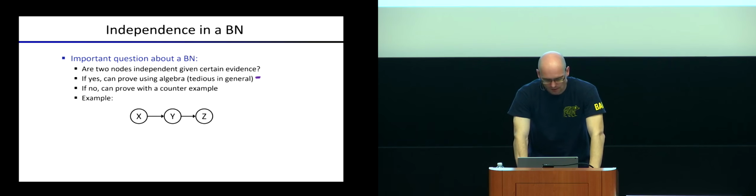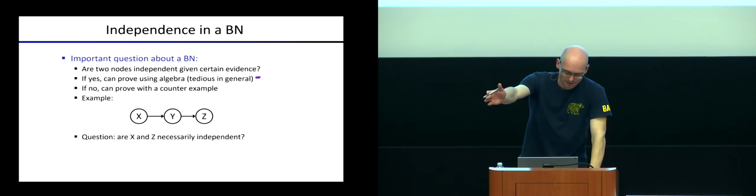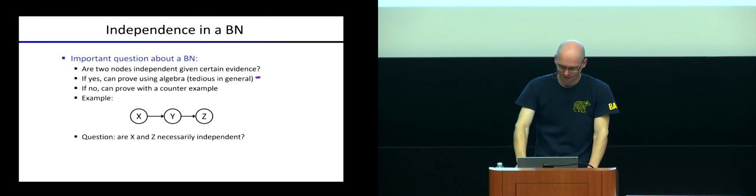For example, here is a Bayes net. We can ask the question, are X and Z guaranteed to be independent? Who thinks X and Z are guaranteed to be independent? Who thinks they're not? Okay, why not? Well, they're connected through Y. That's why the thinking is, well, they're not guaranteed to be independent.